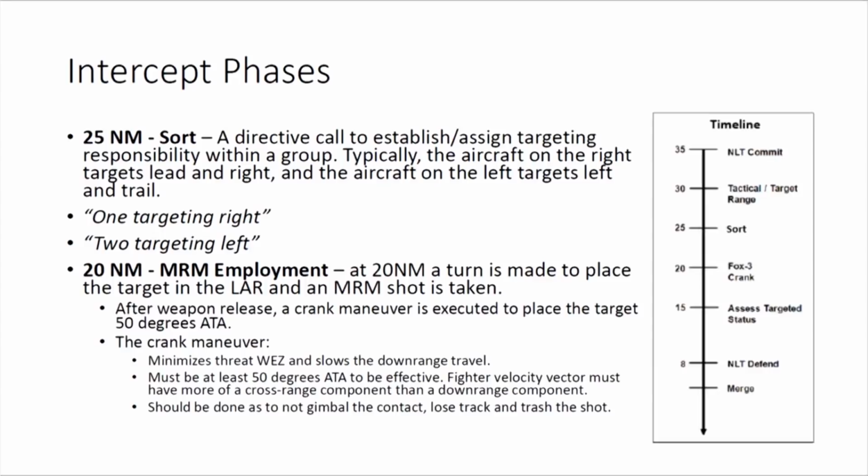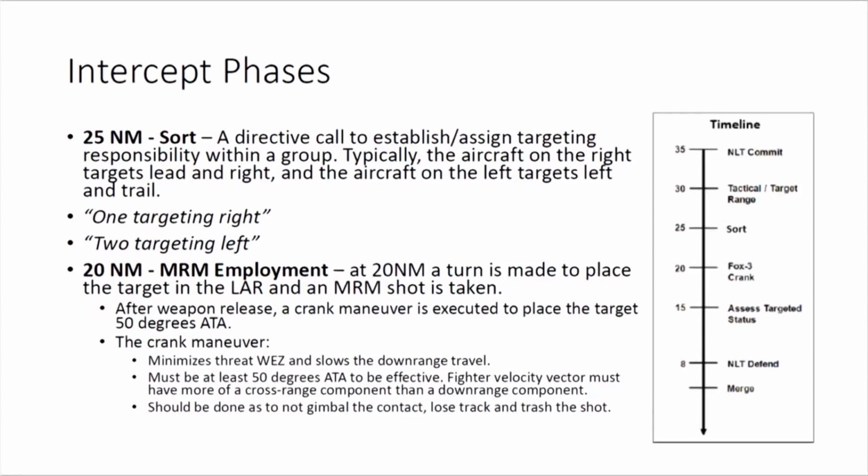The next point in the intercept timeline is at 20 nautical miles, and that's when you want to take your forward quarter medium range missile shot, your AIM 120 shot. So what you want to do at 20 nautical miles is turn, place your target into the launch acceptability region, steering dot inside your steering circle, take your shot, and then crank. Continue that turn into a crank maneuver, which is putting your target at 50 degrees angle off.